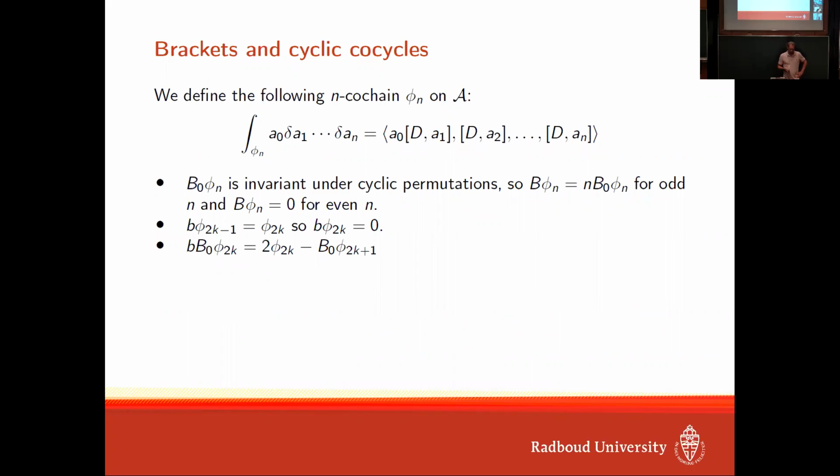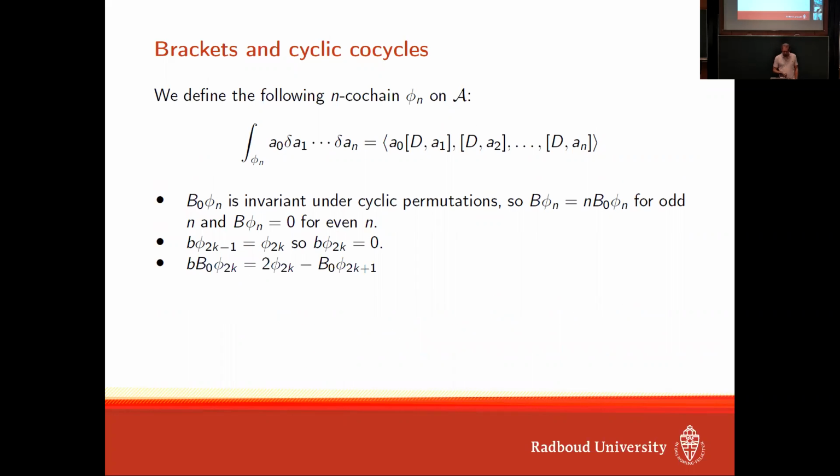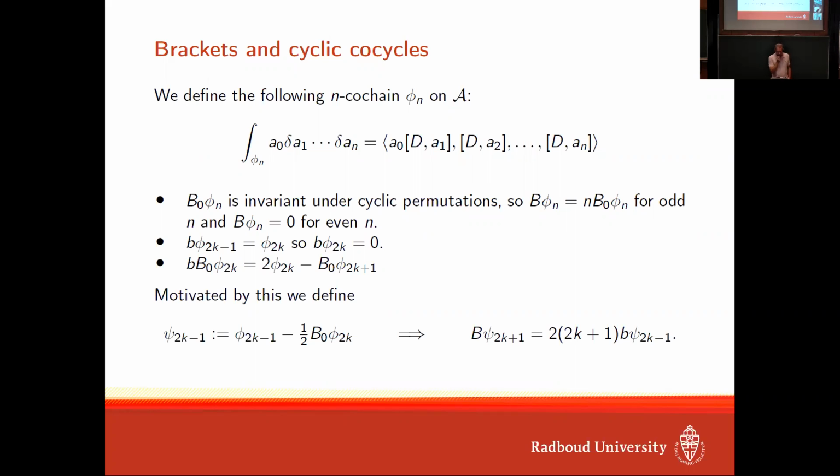Another property, which is crucial, is that if you take this b of b0 of phi 2k, then it's proportional to itself. It's 2 phi 2k minus a term which is just b0 of the second term. This I will skip. The proof of that is similar. You just use the same properties again and again, just identity 2. And this motivates defining psi in the odd cases, where you subtract 1/2 this b0 phi 2k, because then indeed you have the property that you would like, with capital B of psi.